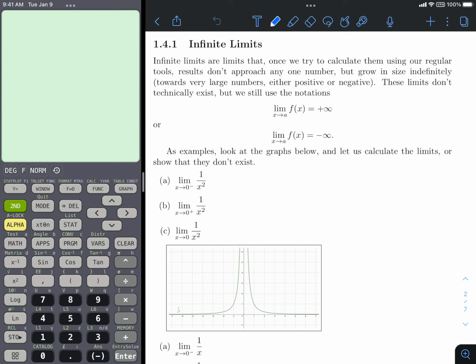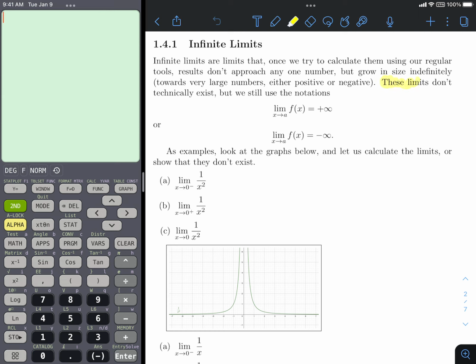Infinite limits are limits that, once we try to calculate them using the tools we already have, instead of approaching one real number, just grow in size, becoming very, very large numbers, larger and larger as our x approaches what we want it to approach. And that could be negative or positive. I refer to both of these as very large numbers, but in either case, we have infinite limits.